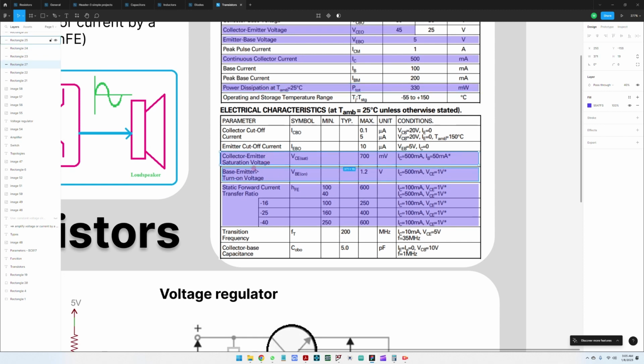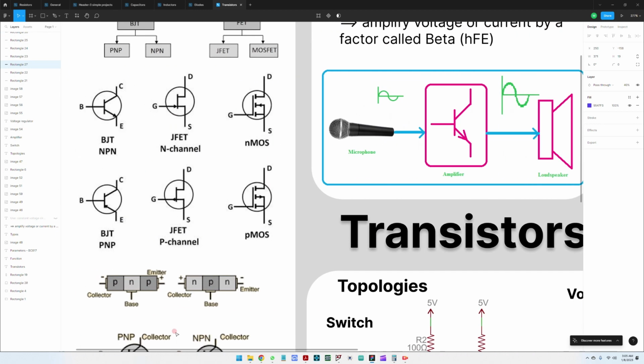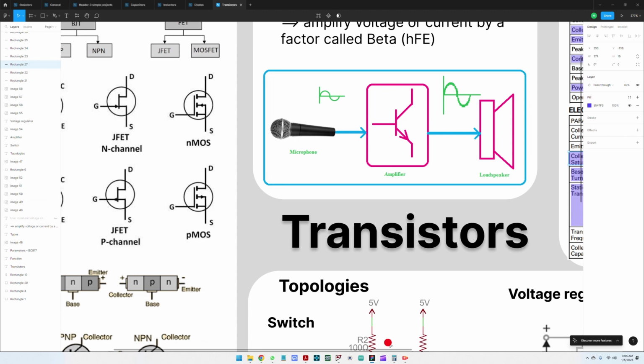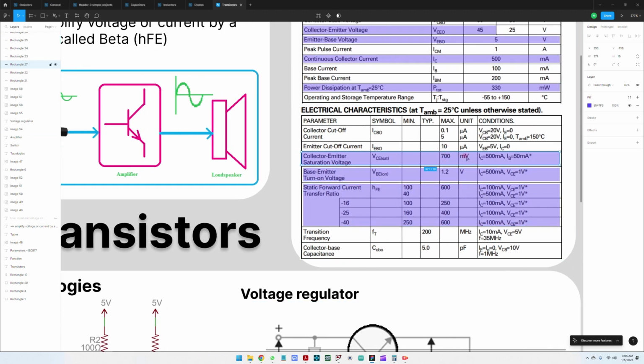Another very important parameter is the collector-emitter saturation voltage. This is the voltage between the collector and emitter when you've turned the transistor on. How much is the resistance between these two terminals? It's a voltage drop of 700 millivolts here. This is for 500 milliamps and 50 milliamps base current. So it's quite okay for collector-emitter saturation.